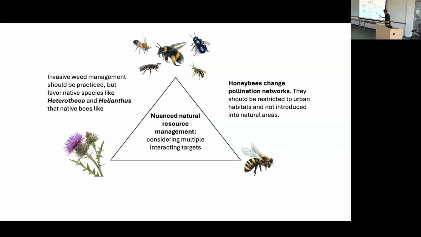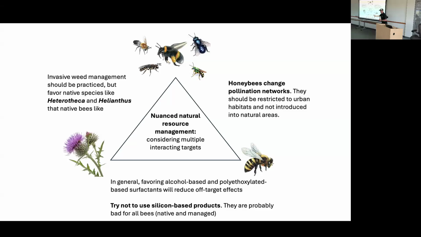And this is a little teaser that I'm going to leave you with. Another piece of research that was published by Riley, which I won't talk about because I don't think there's time. But if we're going to try to eradicate these non-native forage species, use alcohol-based and polyethoxylated-based surfactants. That's going to greatly reduce non-target effects. Silicon carriers are commonly used in the application of surfactants. They are far more toxic to native bees than alcohol-based surfactants. So that's something you can think about from the ecosystem management perspective. I'll leave it at that.